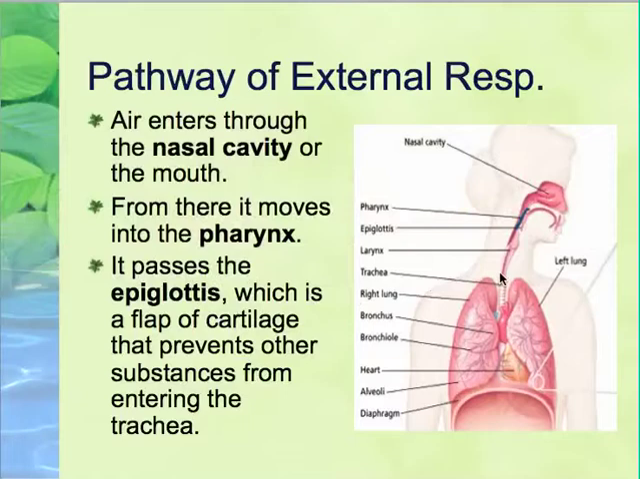The epiglottis protects the opening of the trachea. The epiglottis covers the opening of the trachea. All right, so the air is going to continue to move downward past a small cartilage box that we are going to call the larynx.